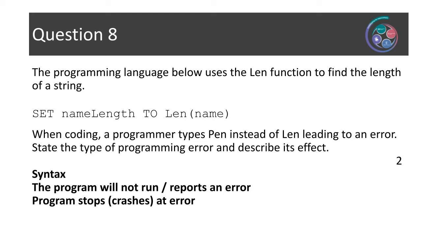If you were asked a question to then say, what changes would you make to make the program run successfully, then you would look to correct the syntax to change the error so that the program could run without reporting an issue. That's 1 mark available for stating the type of error, so syntax, and 1 mark available for describing its effect, the program not running, reporting an error, stopping, or crashing.